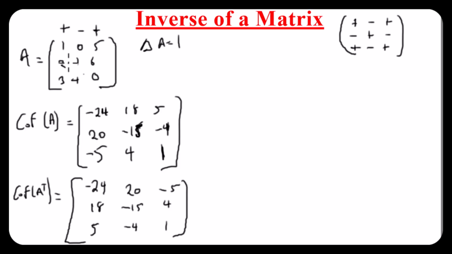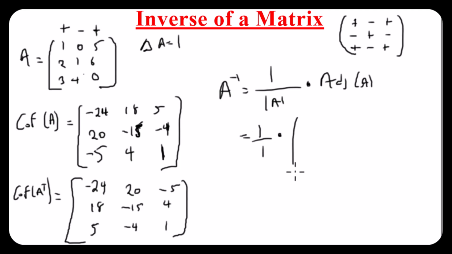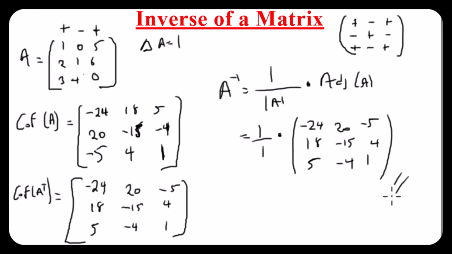So now that we've gotten the adjoint, we've gotten the determinant, then we can now find the inverse. Remember, A inverse will simply be equal to 1 over the determinant multiplied with the adjoint of matrix A. So what's my determinant? That's 1 over 1. Dot what's my adjoint of A? So minus 24, 20, minus 5, 18, minus 15, 4, 5, minus 4, and 1. So this is the inverse of my matrix A.